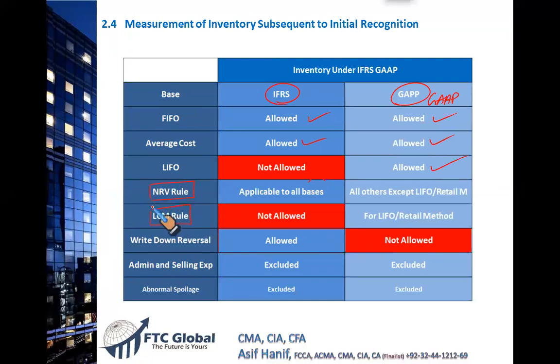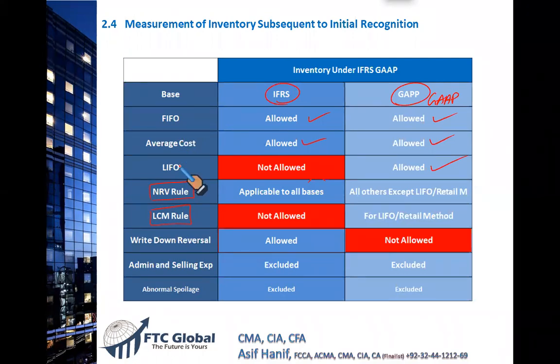They're pretty straightforward. We will discuss these two rules for valuing inventory. So what is the topic right now? Measurement of inventory subsequent to initial recognition. Initially, you might have valued your inventory on FIFO, average cost, LIFO, specific identification method.